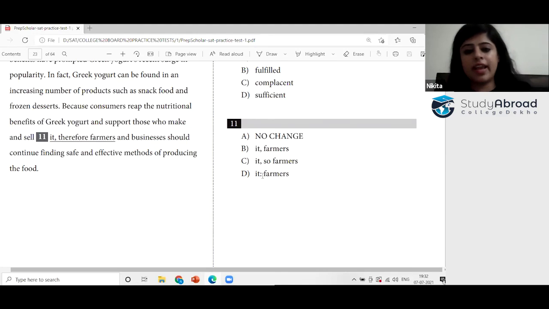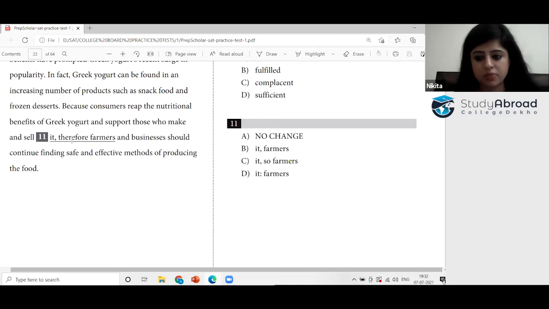Remember guys, we use a colon when a list is coming up. So very first of all, we can see whether a list follows or not. Therefore, farmers and business should continue finding safe and effective methods. It's not a list. Definitely not D. Now, therefore means conclusionary. Let's try to comprehend the information, not just read it. It says, because consumers reap the nutritional benefits of Greek yogurt and support, therefore farmers and business should continue. It seems to be right.